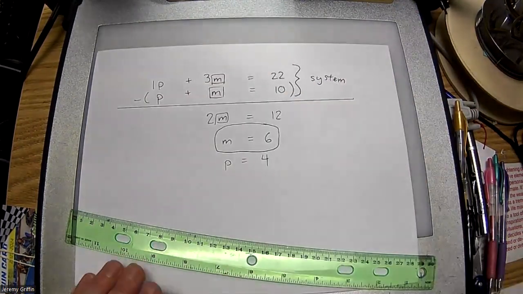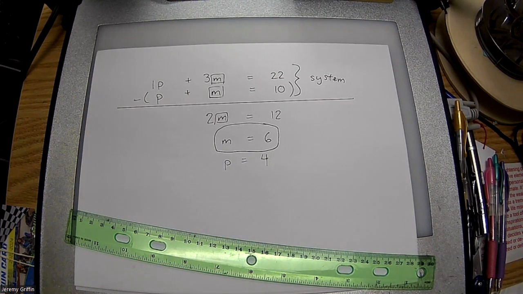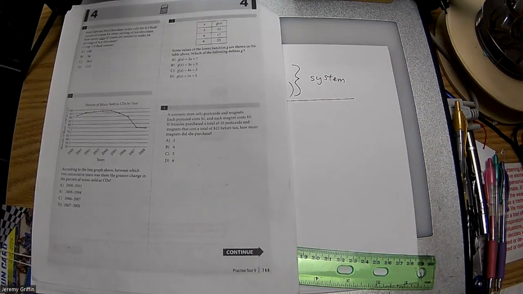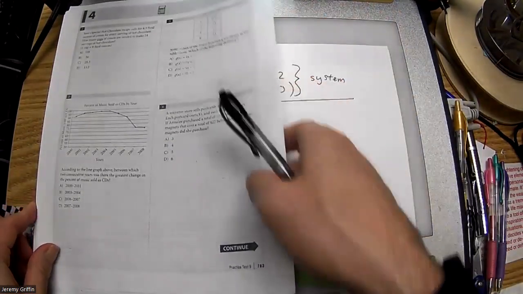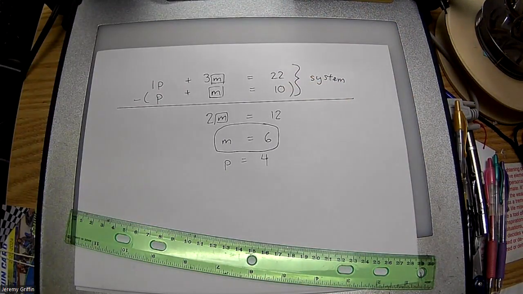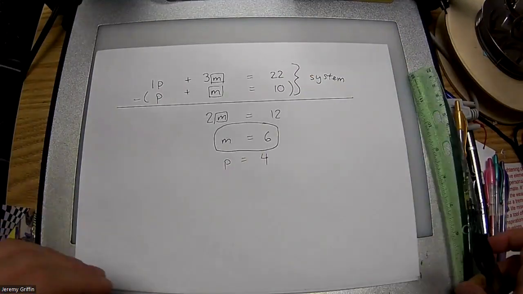Or you could play around with the money equation a bit. That would also give you the same answer. Right? So 4 is D. 6 magnets, 4D. You guys getting 4D? All right, everybody good so far? You guys good? Everybody doing good?